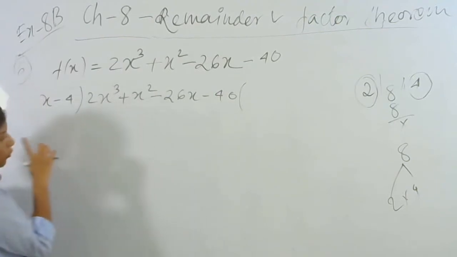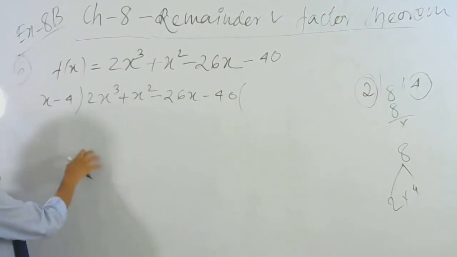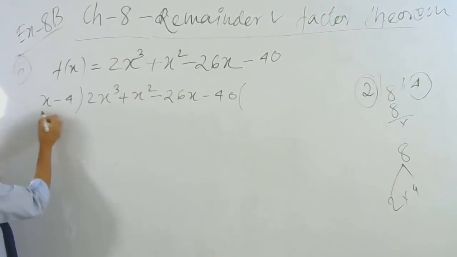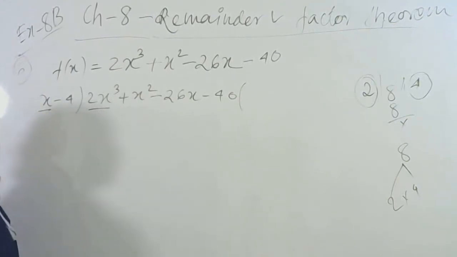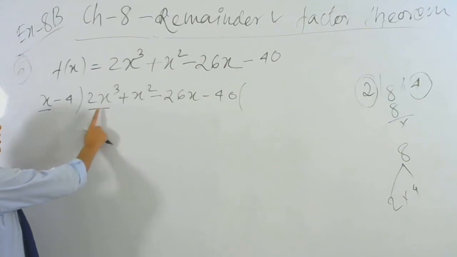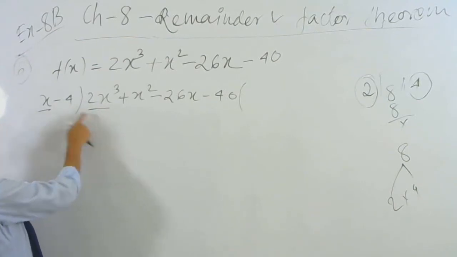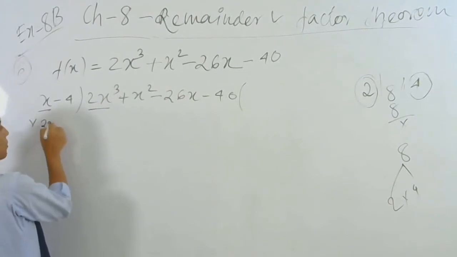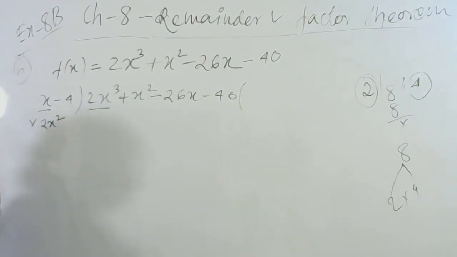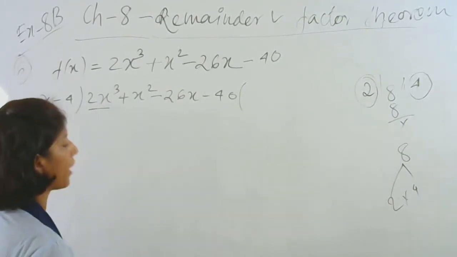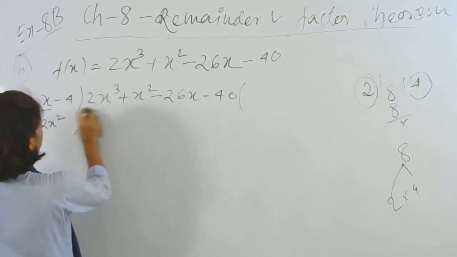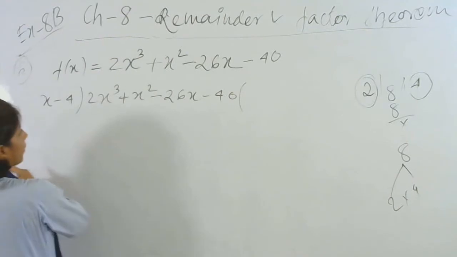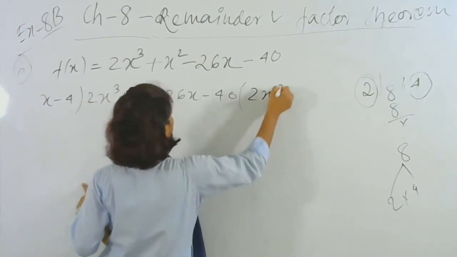So now how do we do this division? If we remember, we have done this in class 9 as well. Our target is to match the first term. What is the first term over here? 2x cube. So what should be multiplied with x so that you get 2x cube? It must be 2x square, right? If you multiply x into 2x square, I'll get the same answer. So I'll multiply x with 2x square.